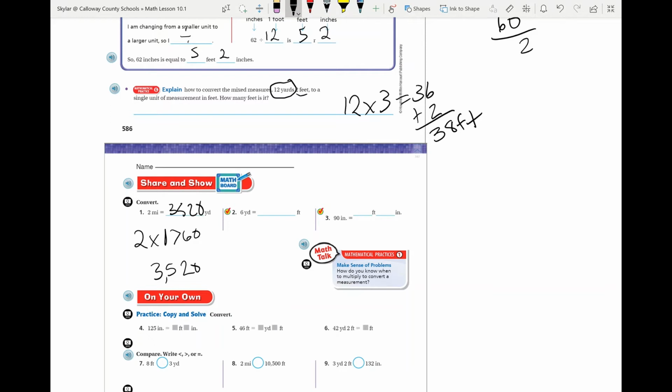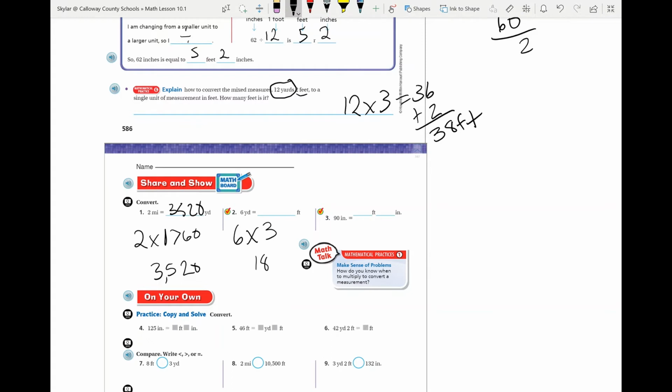Yards to feet. Yards are bigger than feet, so 6 yards times, and how many feet are in a yard? Well, 3 feet are in a yard, so that gives you 18. Ooh, finally a challenge, something new. Inches to feet and inches.